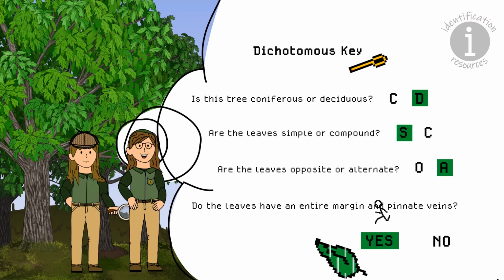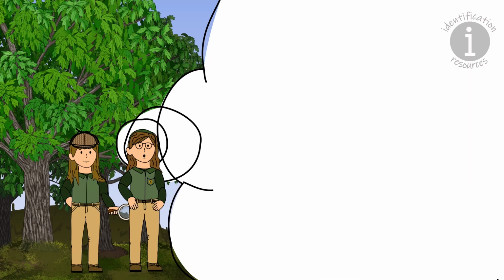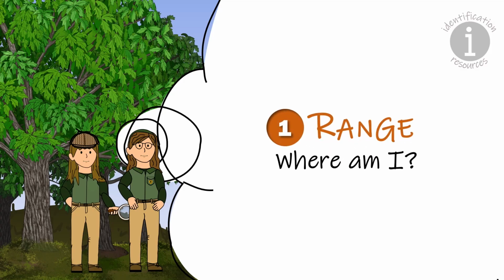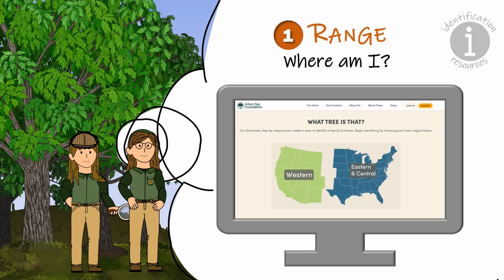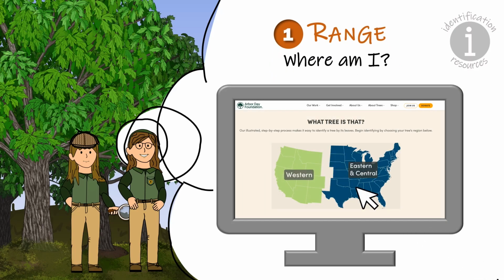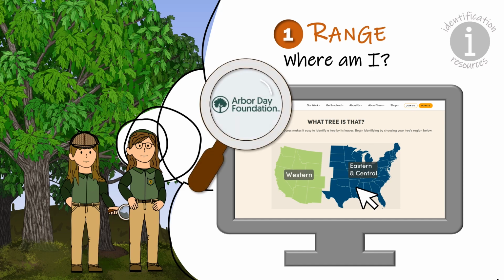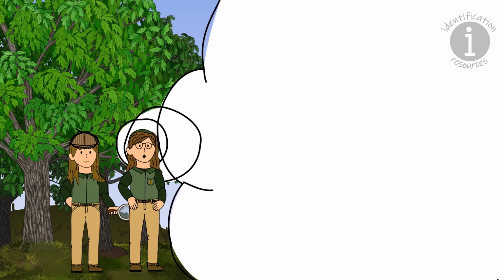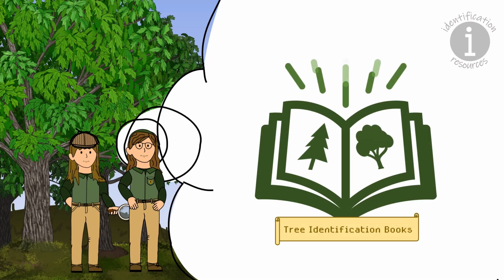There are both online and printed versions of dichotomous keys, and they are usually regionally based, which means the answer to your first clue will help you pick which dichotomous key to use. One of my favorites is the key called What Tree Is That? A guide to the more common trees found in North America, which is published by the Arbor Day Foundation, and it's available in print and online. Whether or not you use a dichotomous key to identify your tree, a tree identification book is a great way to narrow down your suspects or to verify the identification the dichotomous key made.